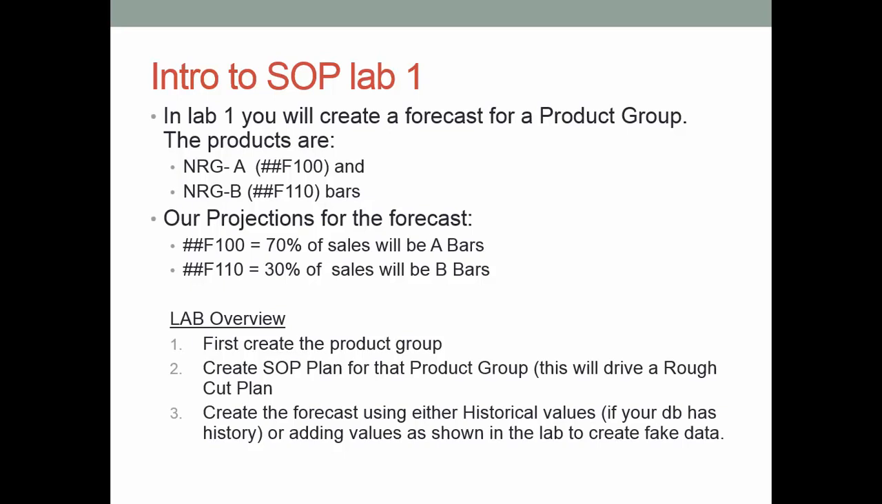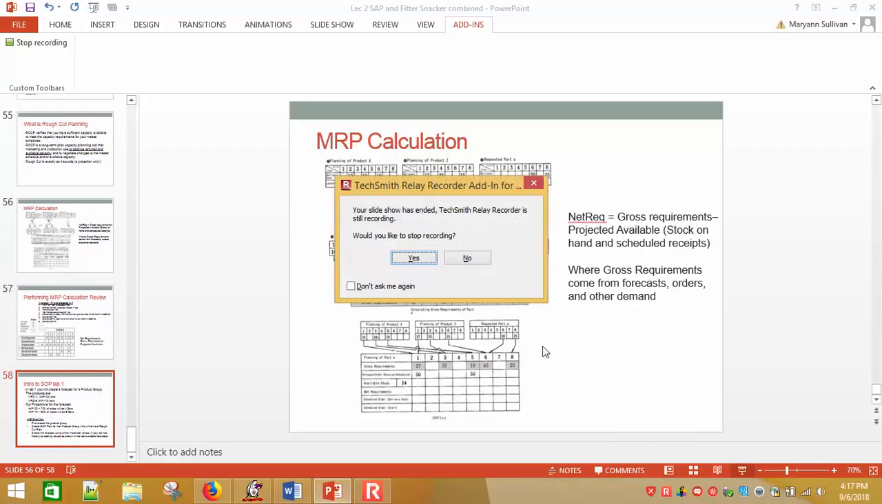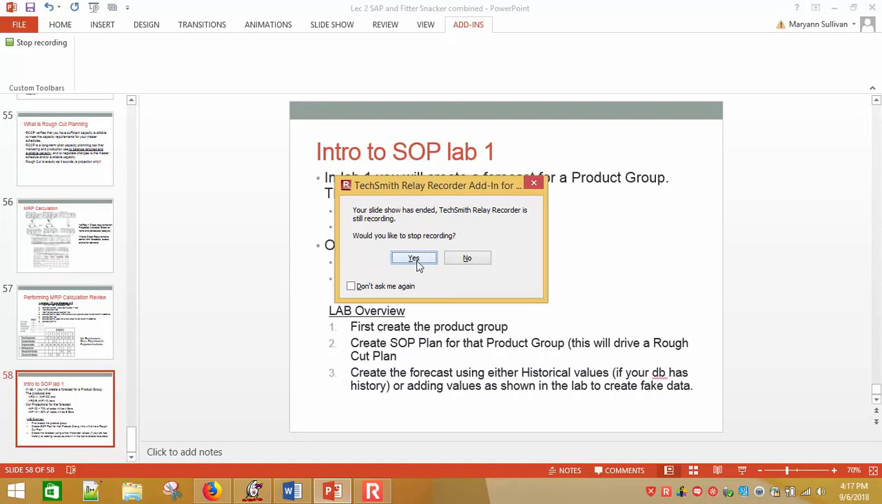The lab overview: first we're going to create the product group, then you're going to create the sales and operations plan for that product group. This will drive the rough capacity plan. You'll finally create the forecast using the historical values. If your database has history, we're not sure, this database may or may not have history. If not, we'll just fudge the values in class, and then we'll add values as shown in the lab to create some actual fake data so that you have some data to play with. So that completes our lab for today, and let's get started.